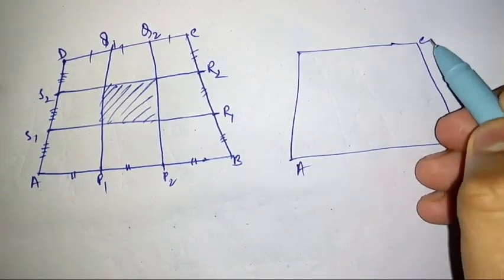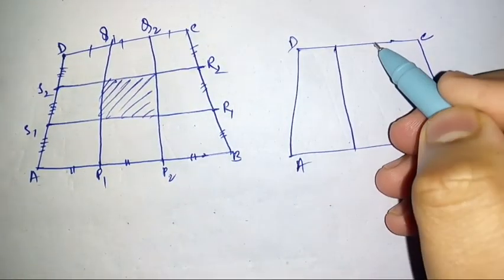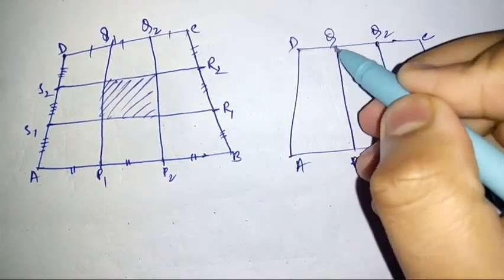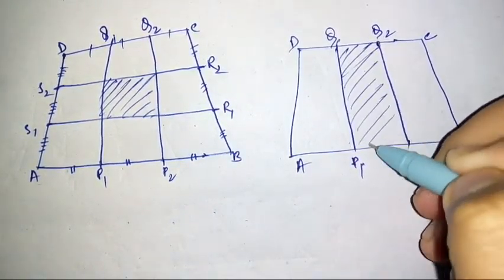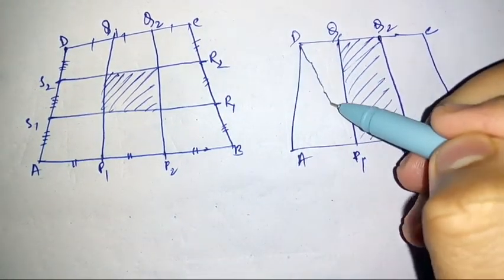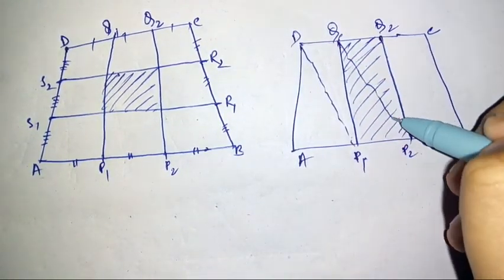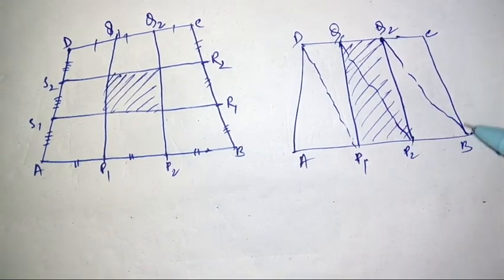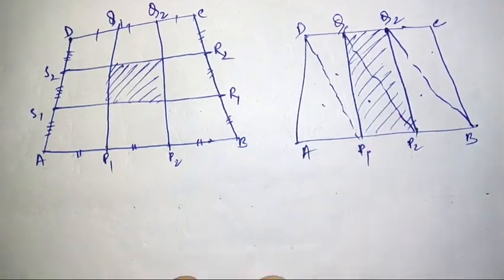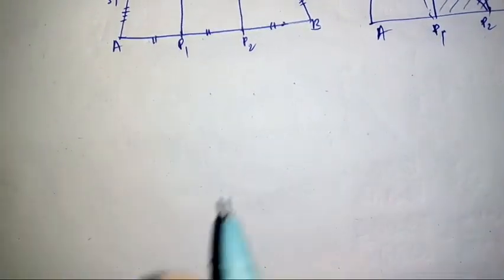We have ABCD, and we want to calculate the area of this region where these points are the trisection points. To calculate the area of this region, we have to first divide this region into triangles. Let me join these points so as to form triangles. See, I can form this triangle, a total of 6 triangles I can form in this figure. I will try to relate the areas of these triangles.